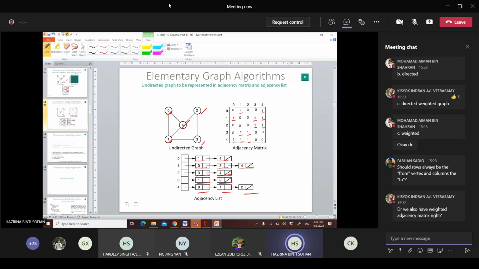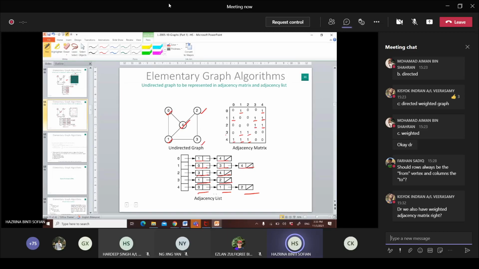Okay. Question from Farhan. Should row always be from vertex and column to vertex? As far as I know, yes. That is how it is. But let's say you want to change, right? Because you are the one who is going to manipulate the data. So you make sure you know which one is it.